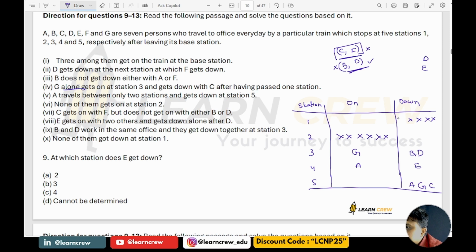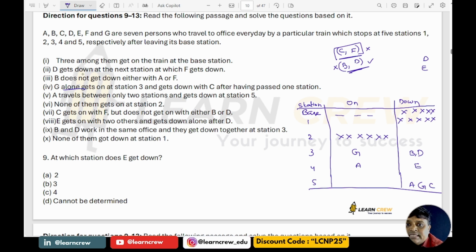So here we also have one more base station. That one I have not represented here. The other is the base station. Now please understand here. Now where is A, the 4th one? What about the 5th one? 3 among them get on the train at the base station. 3 have to be on the base station. Nobody will get down at the base station, right?